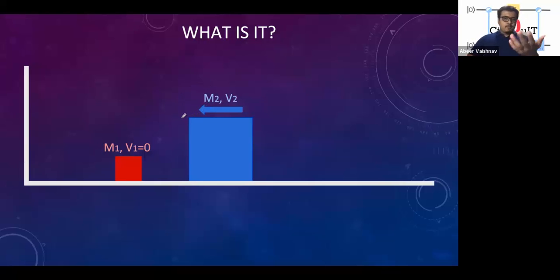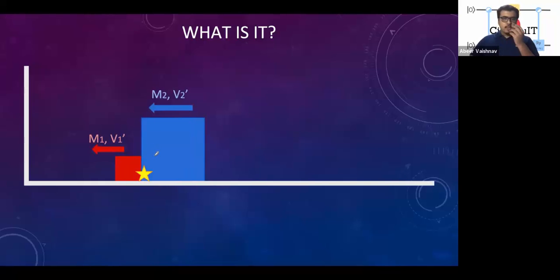So what will happen is that this block moves and then finally collides with this particular block. After collision, the velocity v2 changes to something v2 prime. The mass remains constant, of course, and v1 changes to v1 prime instead of 0, and the mass remains m1. So the red block finally attains a velocity which is again the same as the velocity of the blue block.